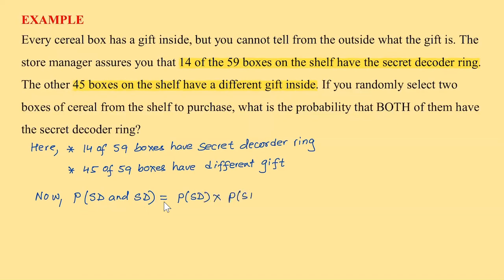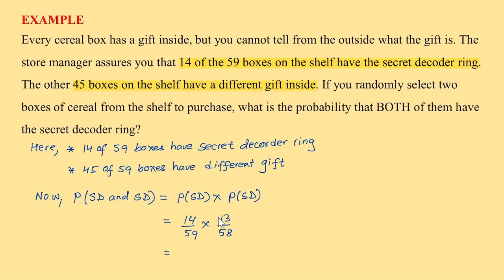Which is equal to, now if you look at the probability of getting the secret decoder ring in the first box, we know that we have 14 secret decoder rings out of 59. So it will be 14 out of 59. And we are pulling it to purchase, that means we will not be placing it back. Now the total number changes to 58 on the shelf. And out of 14 decoder rings, if one is already pulled, the remaining are 13 of them.